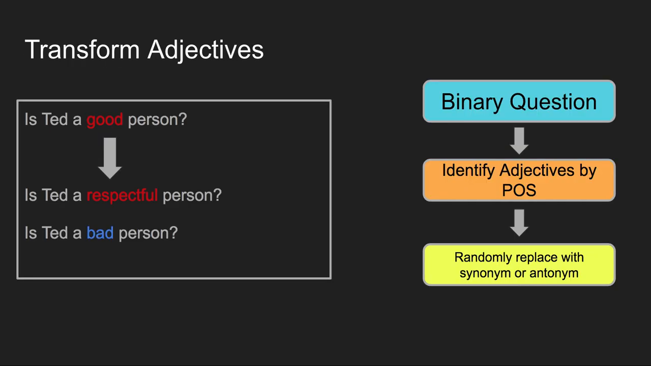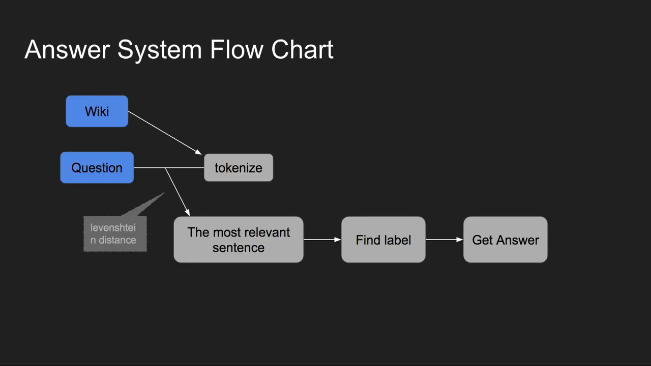Sorry for jumping ahead. Let's see where we are. Okay. So the second task is to create the answer system. For the answer system, here is the flowchart. Take a Wikipedia question file, tokenize it, and use Levenshtein distance to find the most relevant sentence from the list of sentences from the Wikipedia article. We find the label to decide what type of question it is, and use back engineering. We basically back engineer our algorithm to find where that answer lies.